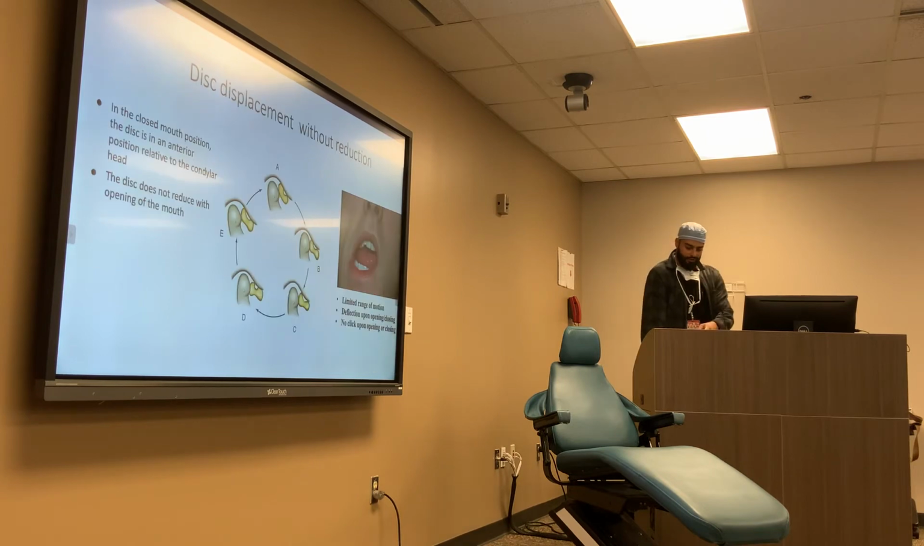Okay. So if you look here, look at A real quick. It's the same kind of start we said with reduction, right? So in the closed mouth position, the disc here is anterior to that condylar head, right? The issue is the disc, like you were saying, doesn't reduce back into that position. Because this doesn't click back into this area, you're not able to close, if that makes sense. This hindrance right here is preventing you from closing back to where you need to close.